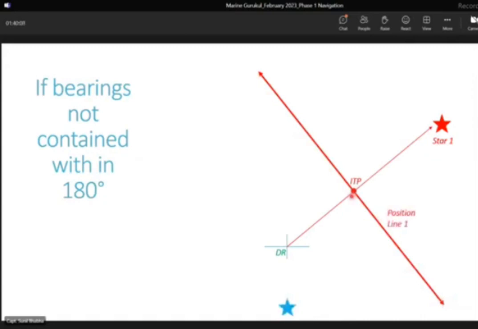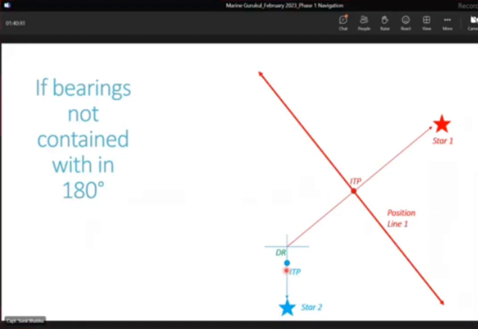Let's assume that the second star which we used was the blue star in this location. This is star number 2. Let's mark the azimuth of the star. And let's assume that in this case also the intercept was towards. So from the DR position we go towards the star a distance equal to the intercept obtained, and we reach the ITP, intercept terminal point. You can see the ITP coming up.